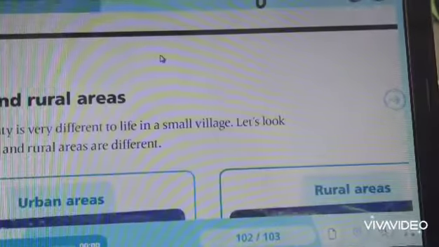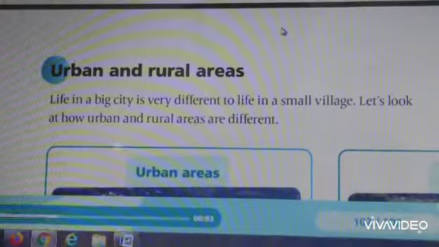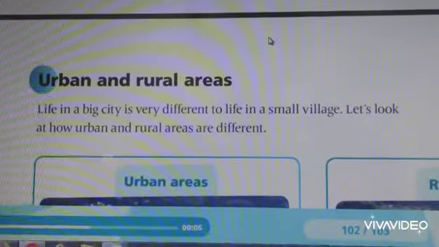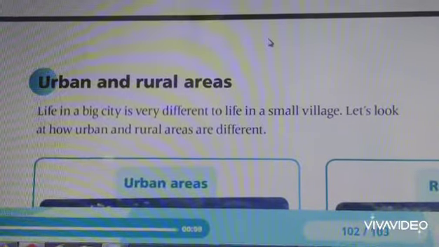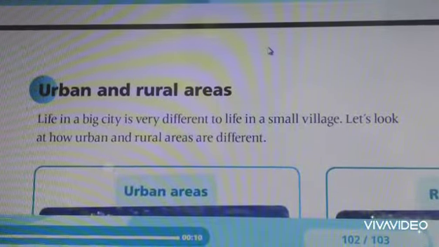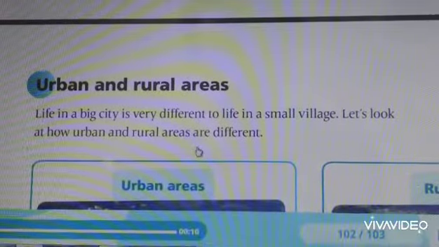Here, we are going to learn today about urban and rural areas. Okay, which is the difference between urban and rural areas? Because life is very different when we live in a big city than if we live in a small village. So let's look at the differences.